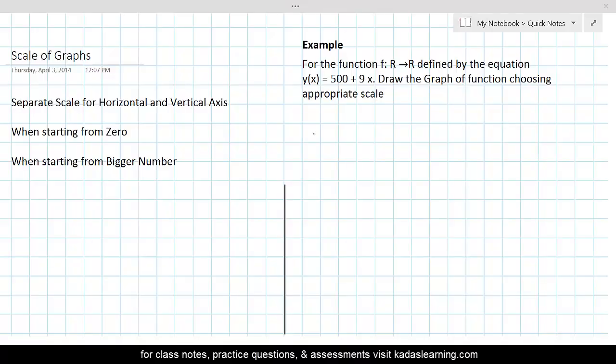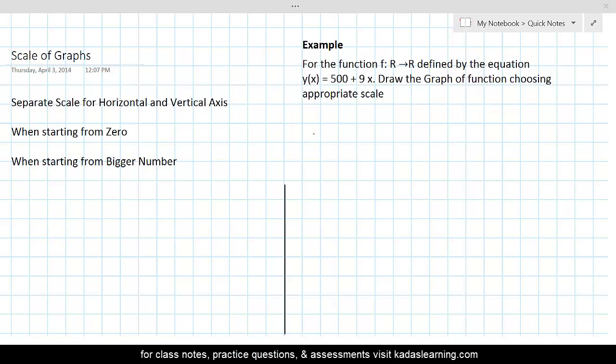In order to draw the graph of functions, sometimes we wonder about scale of graphs. What is appropriate scale? In fact, any scale will work provided the rule of choosing consistent scale is not violated. Let's take an example of this given function y is equal to 500 plus 9x, where y represents the amount of rainfall since January this year, while x denotes the number of months since start of the year, while 500 was the amount of rain in the previous year.